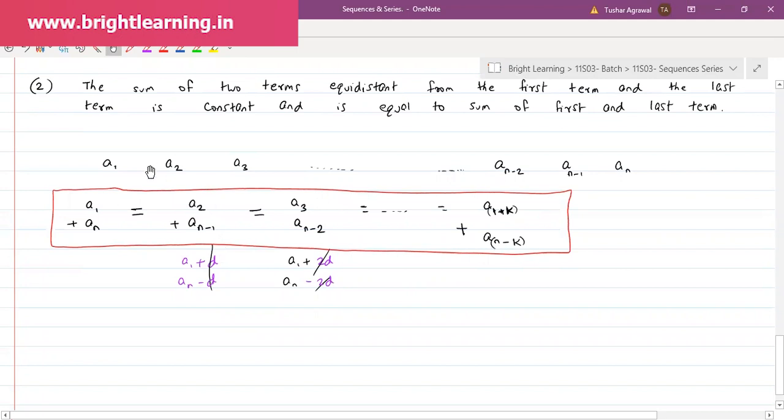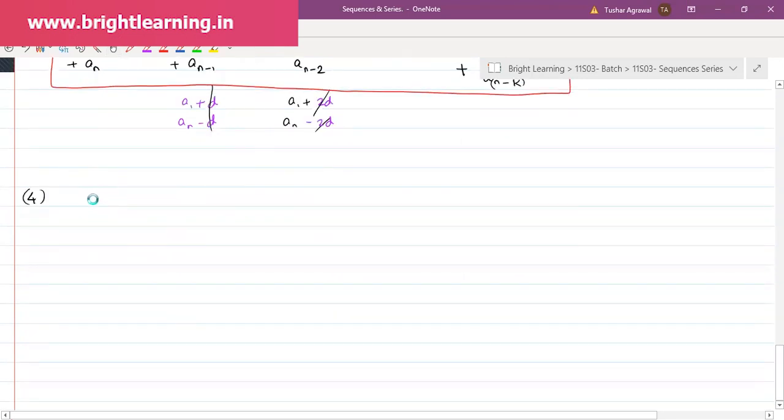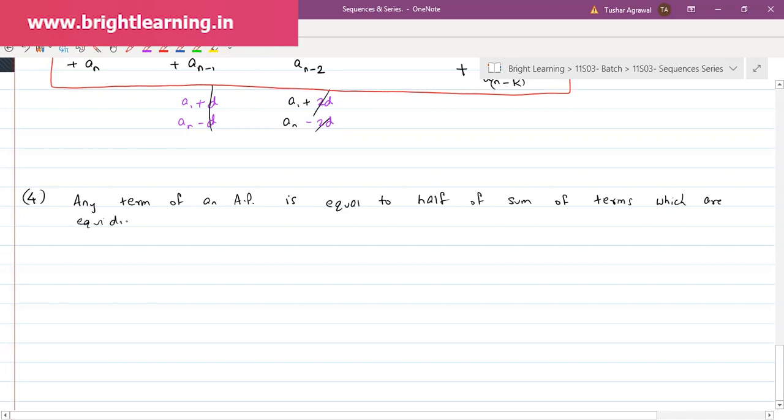So a similar result to this one: A1, A2, A3. The fourth property: any term of an AP is equal to half of the sum of terms which are equidistant from it. Let's take the screenshot.